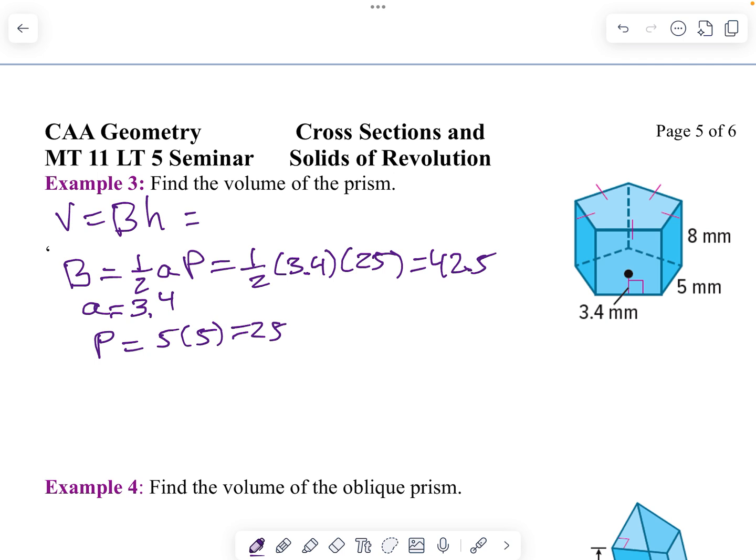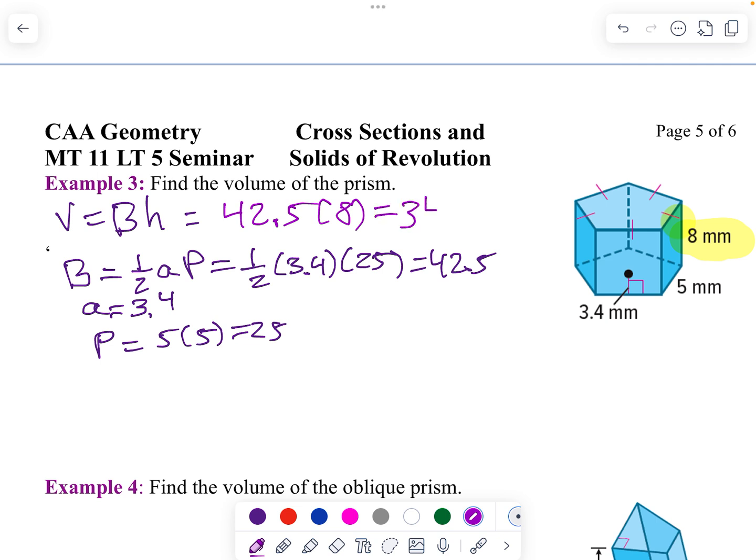So now to find the volume, I take 42.5. Let me change the colors here so it's easier to see where I'm putting it in. My area of my base is 42.5. The height of my prism is 8, isn't it? So I take 42.5 times 8, and I get 340. And we're doing volume, so it'll be cubic millimeters. 340 cubic millimeters is the volume.